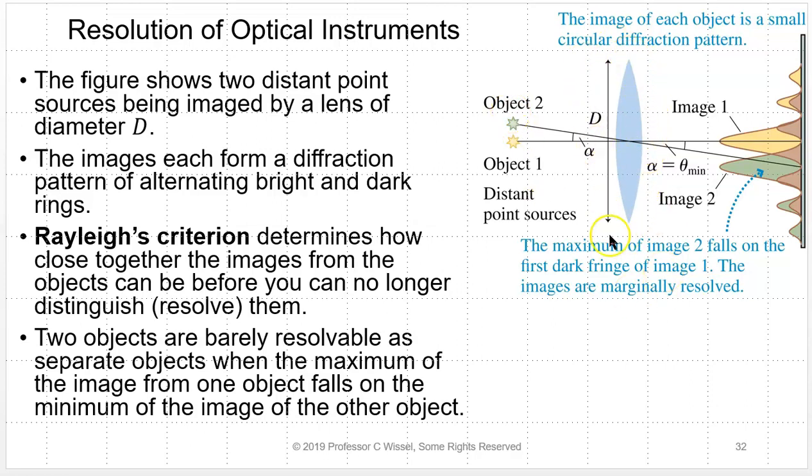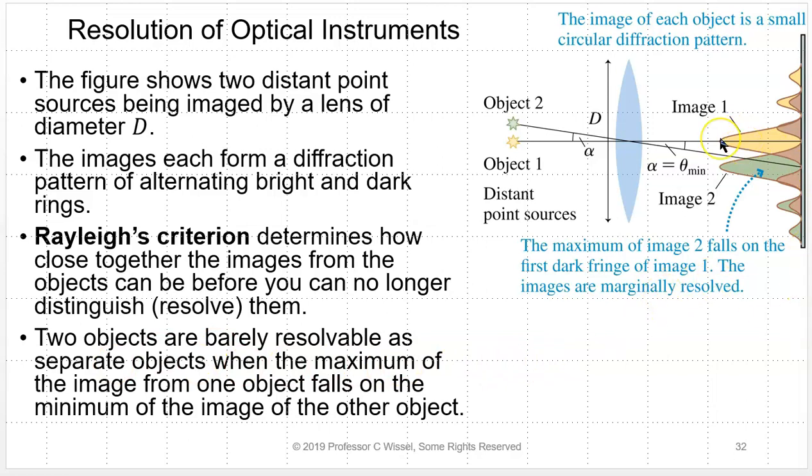The figure shows 2 distant point sources, object 1 and object 2, being imaged by a lens of diameter d. The images each form a diffraction pattern of alternating bright and dark fringes. Rayleigh's criterion determines how close together the images can be before you can no longer distinguish or resolve them. 2 objects are barely resolvable as separate objects when the maximum of the image from one object falls on the minimum of the image from the other object.